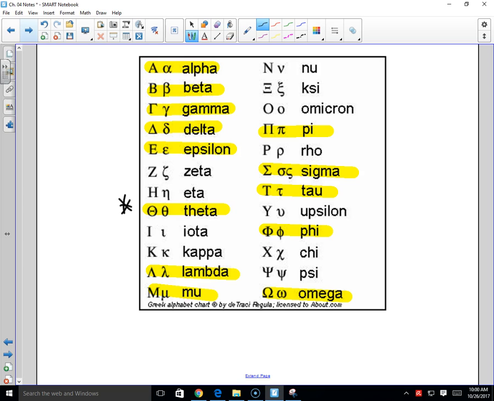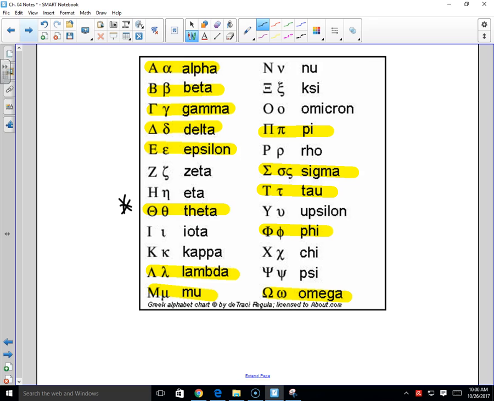Mu shows up in physics quite a bit, lambda does as well. Pi, of course, you've seen. So you should know that one. In the Bible, if you read the Bible at all, alpha and omega, beginning and the end, thinking of the alphabet.